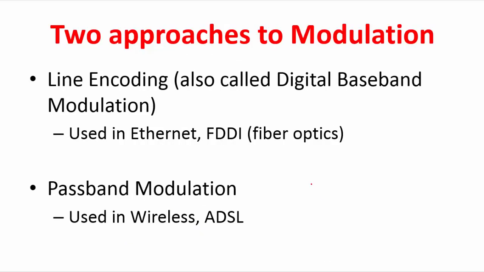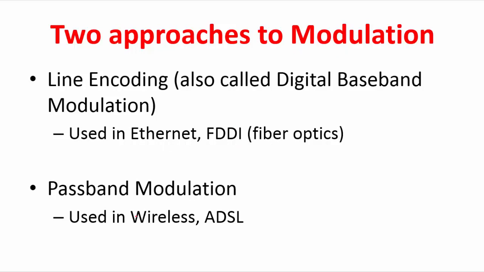This process of converting bits into signals, as I mentioned, is called modulation, and there are two approaches to modulation. One is line encoding. This is also called digital baseband modulation. This is used in Ethernet and FDDI. FDDI is a standard for fiber optics.